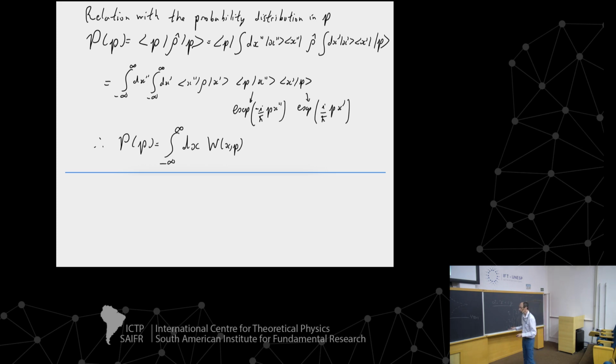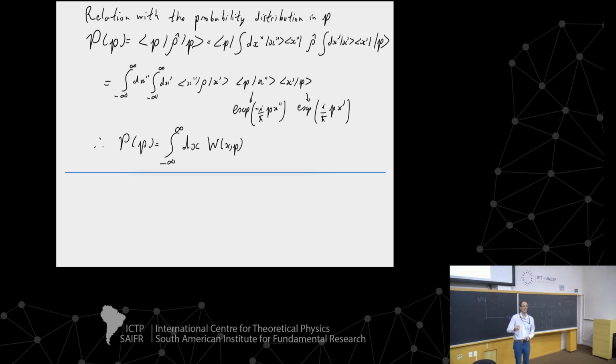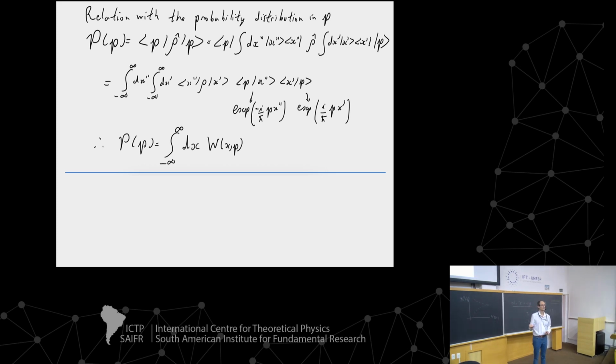So it's a useful way to get the probability of getting an eigenstate, either in momentum or in position space. Fine with that? Questions?